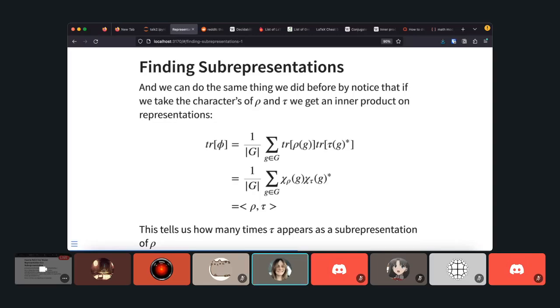Maybe this is a silly question, but I understand that this function is symmetric, but what would it mean that both rho is a subrep of tau and the other way around at the same time? Okay, no, that's not a silly question.